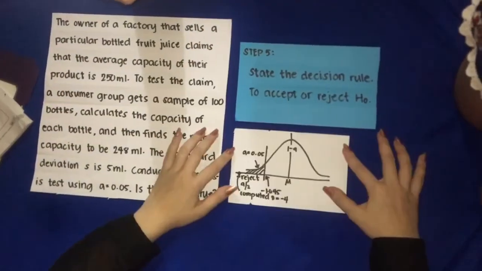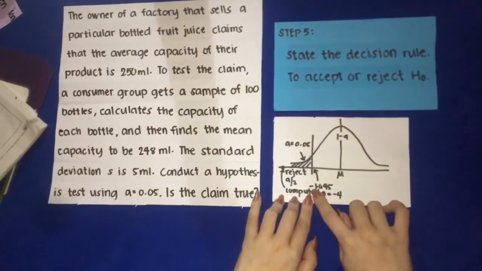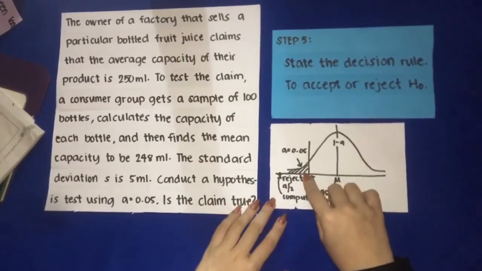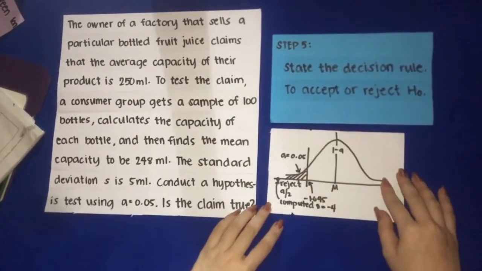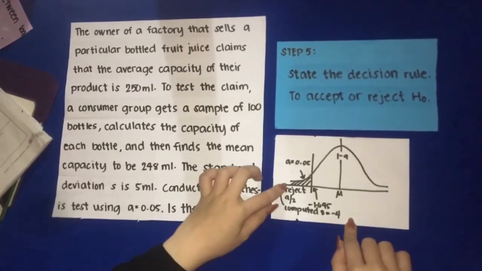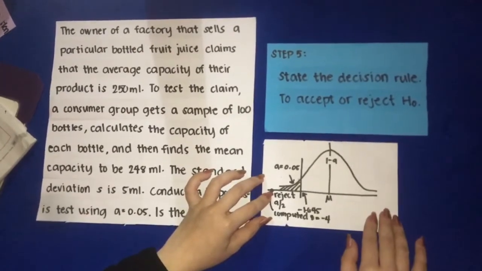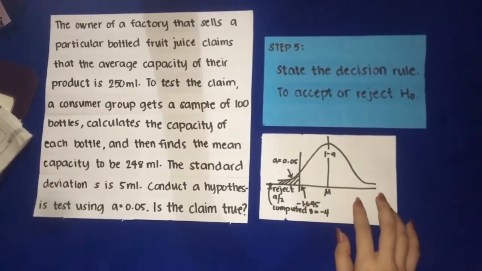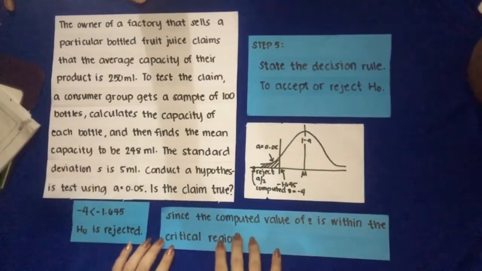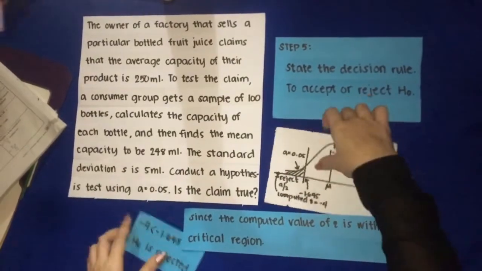Step 5. This would be the graph, and negative 1.645 would be here, and we would shade the left side of it. Our computed z value is negative 4, which will be located here, and it is part of the shaded region. That's why we would reject the null hypothesis. H0 is rejected since the computed value of z is within the critical region.